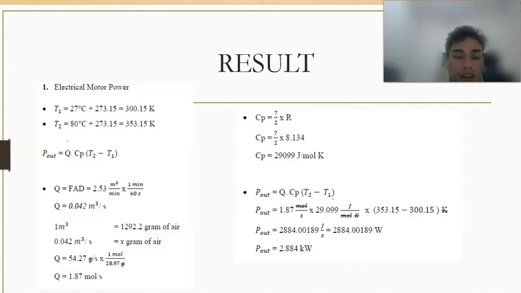This is for the result that I calculated. First of all, the starting initial temperature of the air compressor, T1, is 300.15 Kelvin, and the operation temperature, which is T2, is 353.15 Kelvin. So after we calculate the power output that is produced, we can see the power output is 2.884 kilowatt for producing the air compressed.